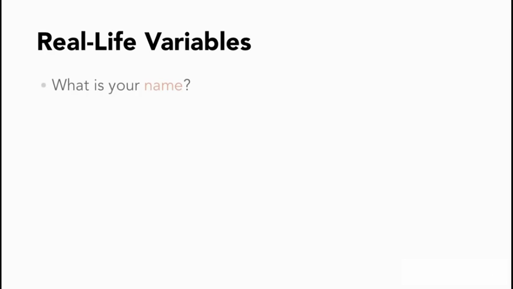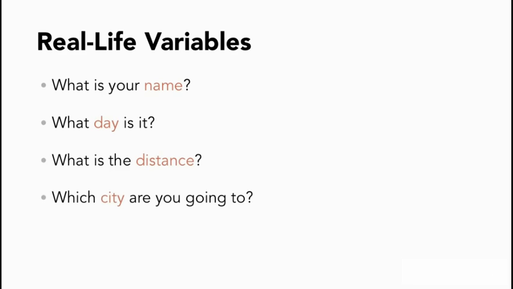For example, what's your name? My name's David, but my producer's name is Scott. The word name is a real-life variable. Name always remains the same, but its value changes. Let's look at some other real-life examples of variables. What day is it? What's the distance? Which city are you going to?